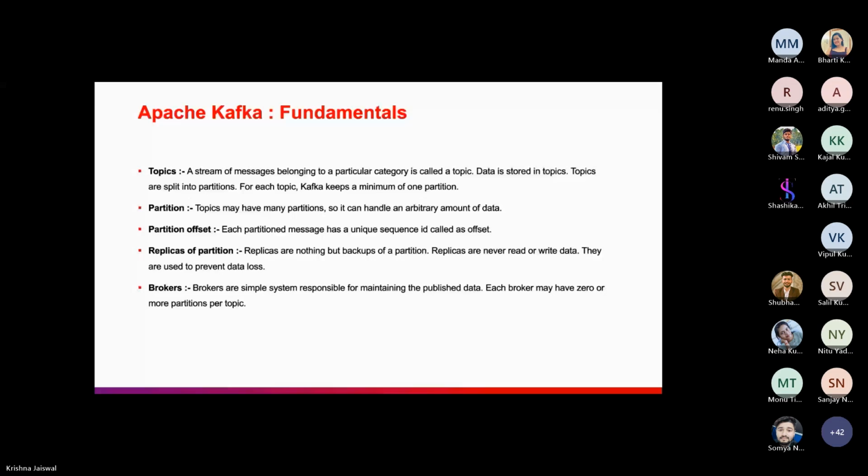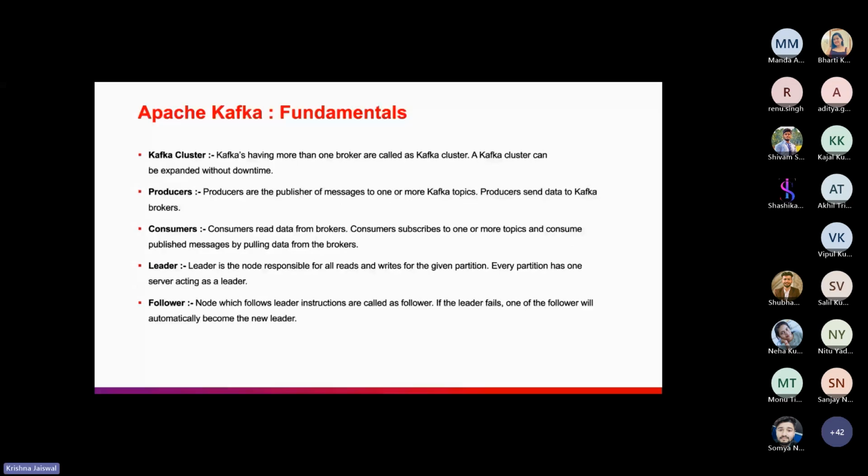So from a physical infrastructure point of view, Kafka is composed of a network of machines that is called a broker. Kafka cluster. Kafka having more than one broker is called a Kafka cluster. A Kafka cluster can be expanded without downtime.